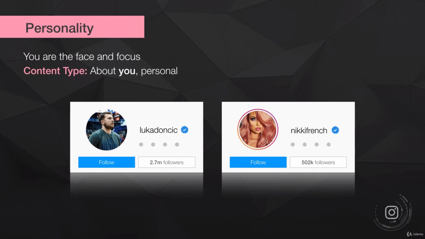So you can see Luka Doncic is an NBA player. He plays basketball at a professional level, and people follow his Instagram account to get updates from him specifically and to see his personality, to see his face, and to see what he's doing day to day. Nikki French, I'm not 100% sure who she is, but she has a personality account. So if she's an actress or if she's a model, she'll be posting content about herself, about Nikki French, about what she's doing that day, about the project she's working on, and people follow her for that reason.